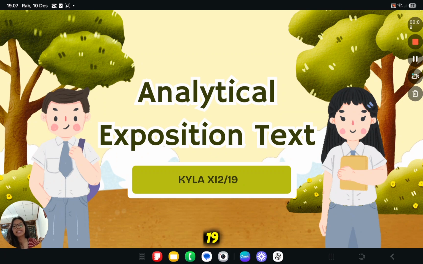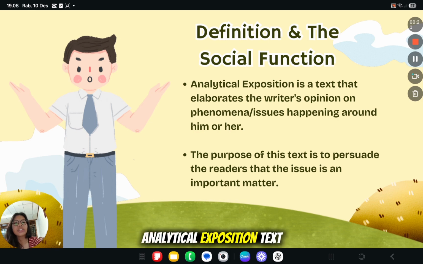My absent is 19. So now I will tell you about analytical exposition text and the personal letter. First, analytical exposition text. What is the analytical exposition text and the social function of this text? So, analytical exposition text is a text that elaborates the writer's opinion on phenomena or issues happening around him or her. The purpose of this text is to persuade readers that the issue is an important matter.